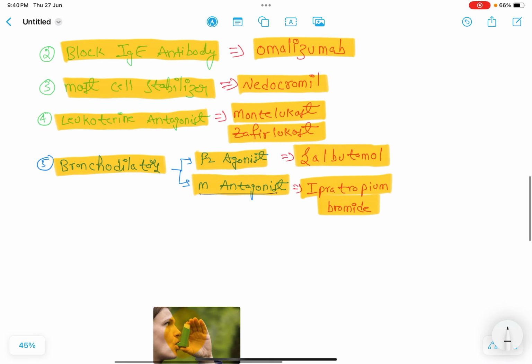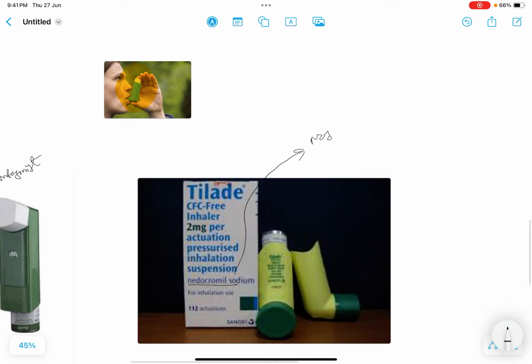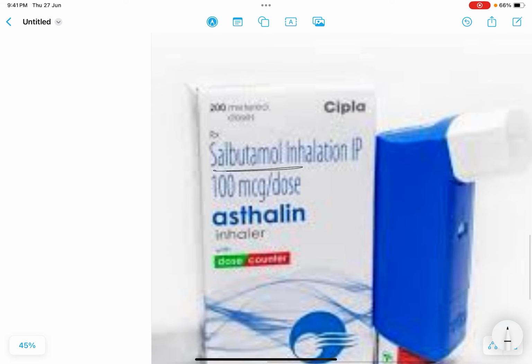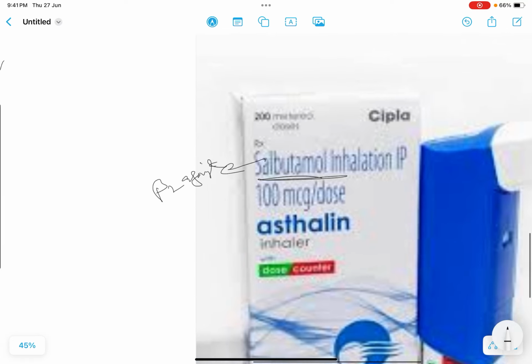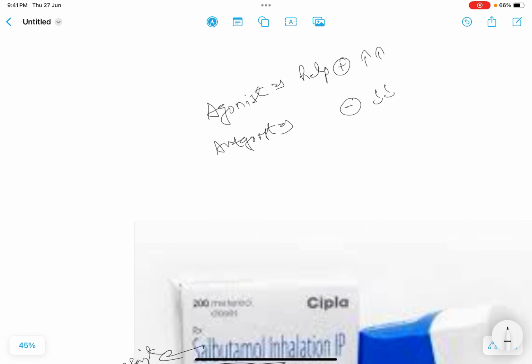We have seen here this nedocromil. This is a mast cell stabilizer. Next, this is salbutamol. This is a beta 2 agonist. We know that when we write agonist, it means which helps, which increases or which gives a positive effect. And when it is antagonist, it decreases or it has the opposite action.